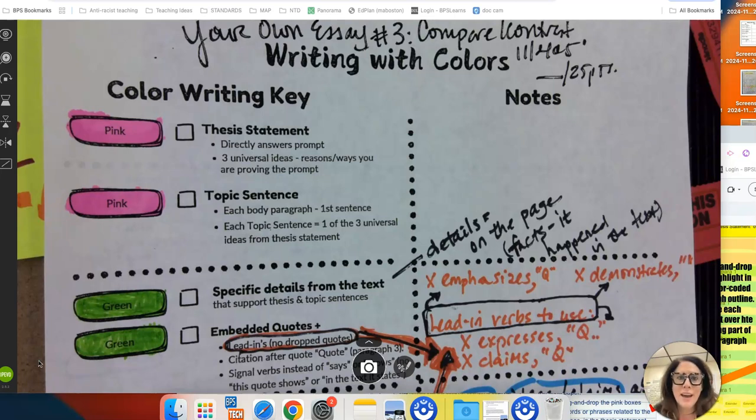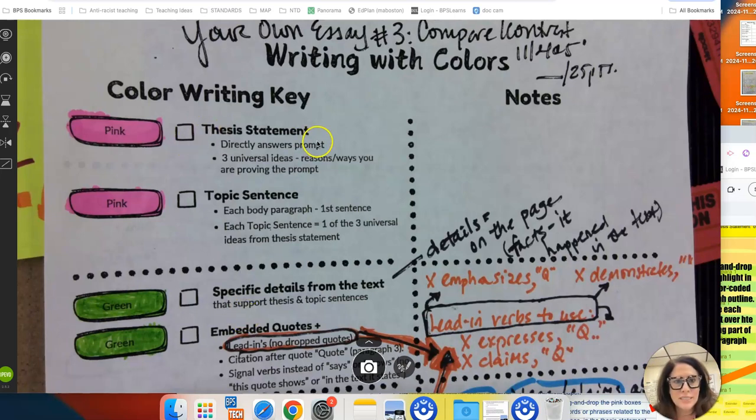So here we go. You have this handout. Each time you write an essay, or a paragraph, you'll get one of these, writing with colors, color writing key. You want to take a minute to color code it so that your eye can visually find the different components of your essay. You also want to make sure that you pause the video whenever you see my handwriting to write down these notes.